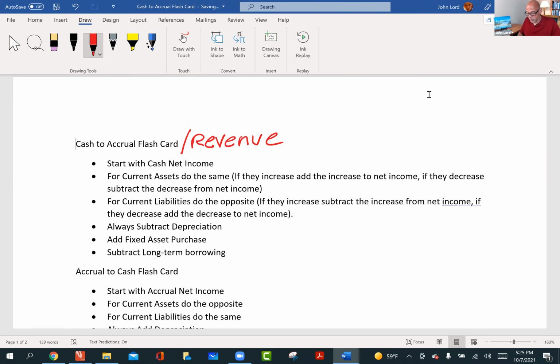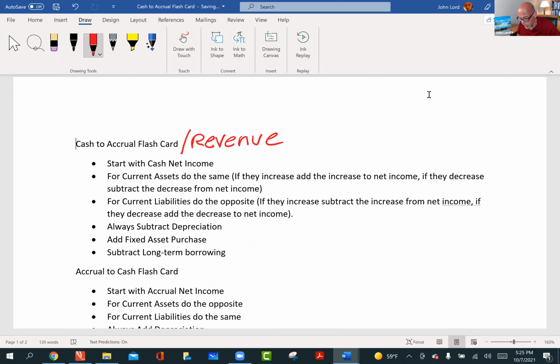Okay, so the cash to accrual flashcard, and this works for revenue as well. You could start with accrual net income, you could start with accrual revenue. You go through a series of items that changed for the period. They may tell you the change in accounts receivable, the change in accounts payable, which are current assets and current liabilities. They may talk about the change in unearned revenue, which is essentially a current liability. So what do you do? You start with cash net income.